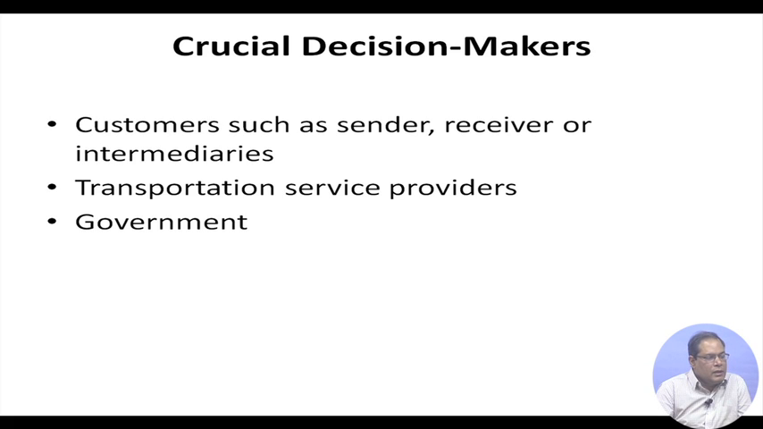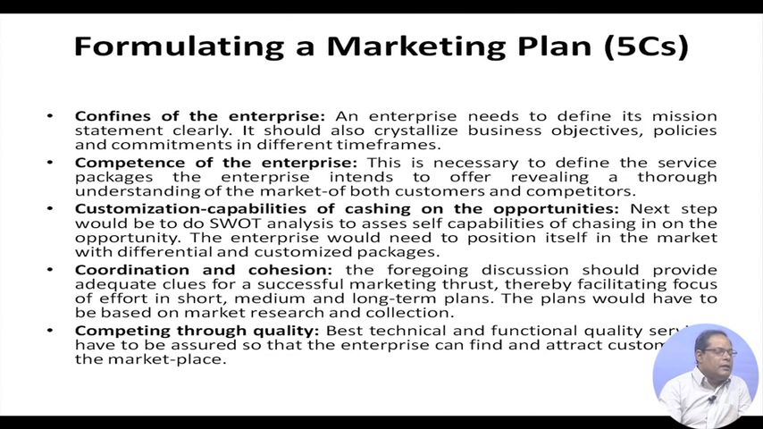So, who are the crucial decision makers? The crucial decision makers are customers such as sender, receiver or intermediaries like custom house agencies, etc., the transportation service providers and the government. So, formulating a marketing plan with 5 C's. Confines of the enterprise. An enterprise needs to define its mission statement clearly. It should also crystallize business objectives, policies and commitments in different time frames.